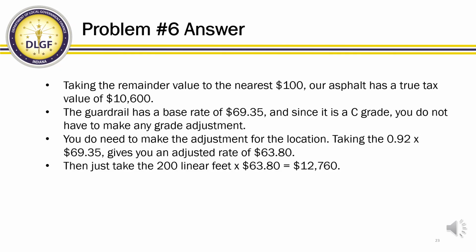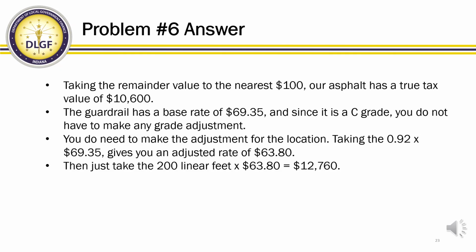This is kind of hard to see, it's right below crushed stone. We're going to get our per linear foot rate. So we're going to look at metal, and you're going to see $69.35. Now the problem told us it was a C grade, so that's going to be 100%. So the base rate that we're going to fill in is going to be $69.35.